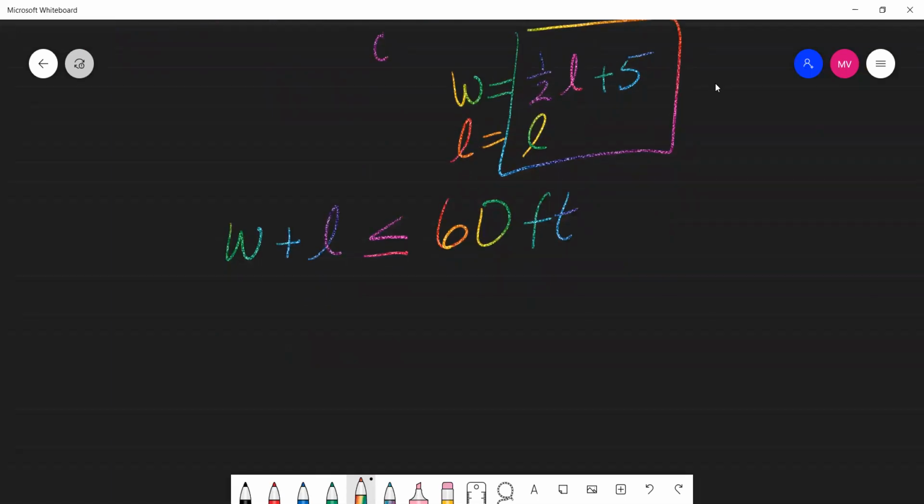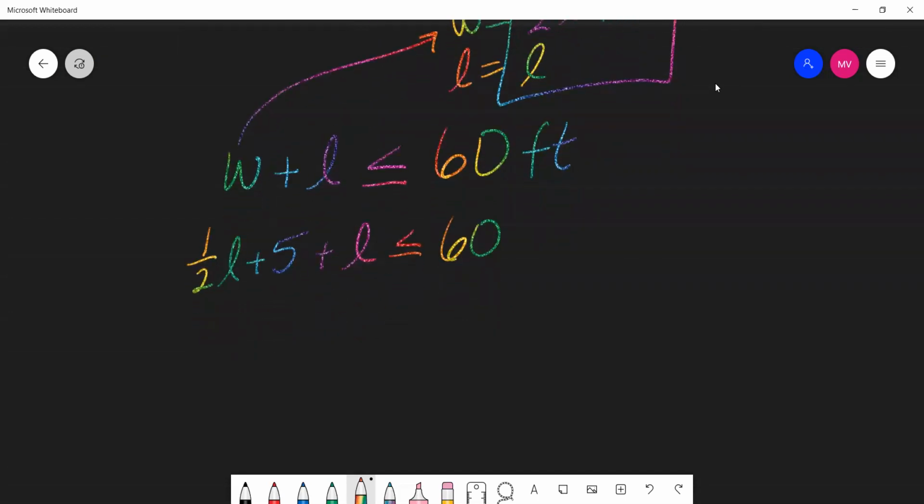All right, so what do we put in the place of W? The width. So we put that fancy little equation in there. The width must be 5 feet more than half the length. So half the length plus 5 plus length is less than or equal to 60. See how we defined the width in terms of length, and then we plug that definition in. So we only have one variable now.